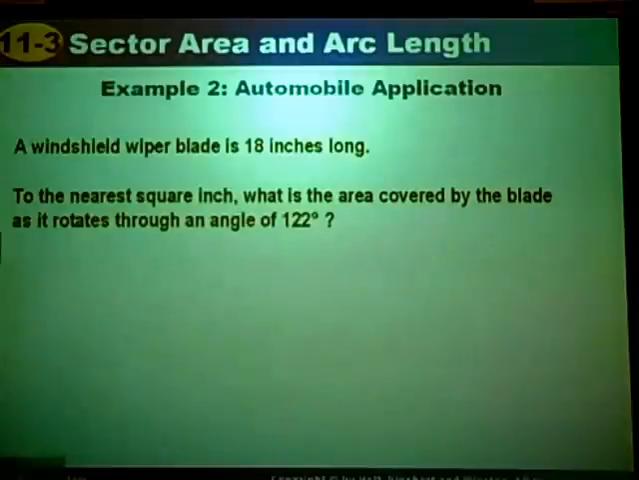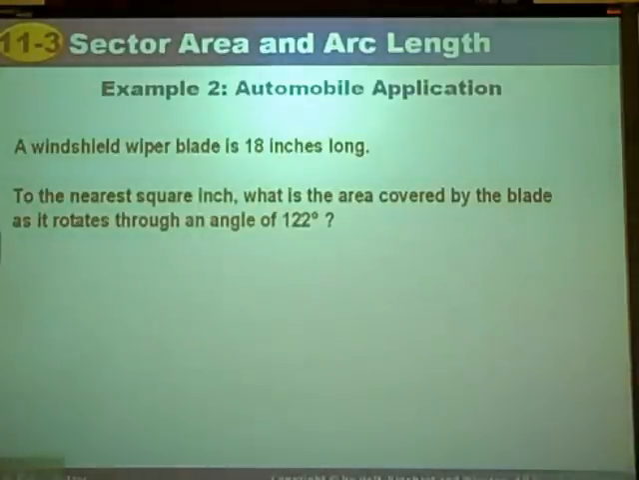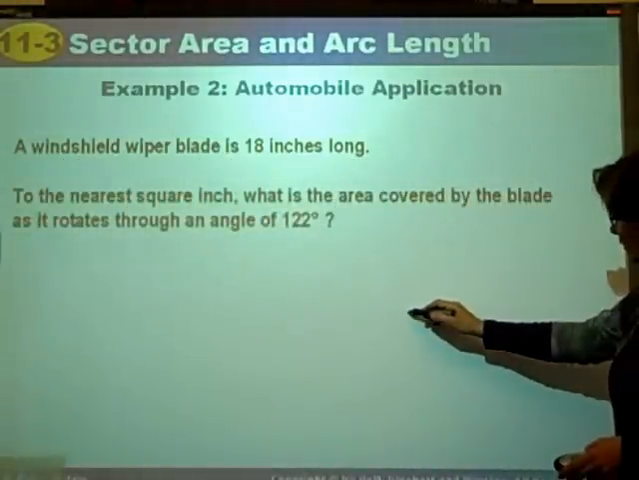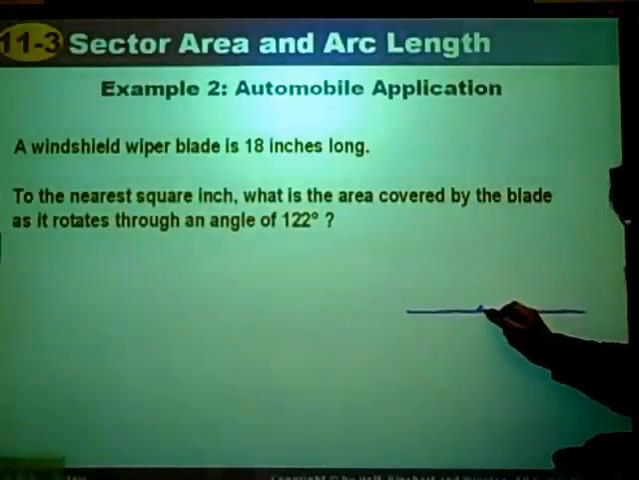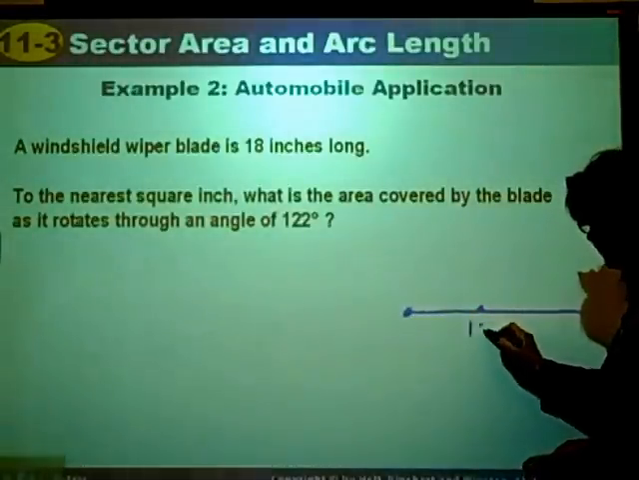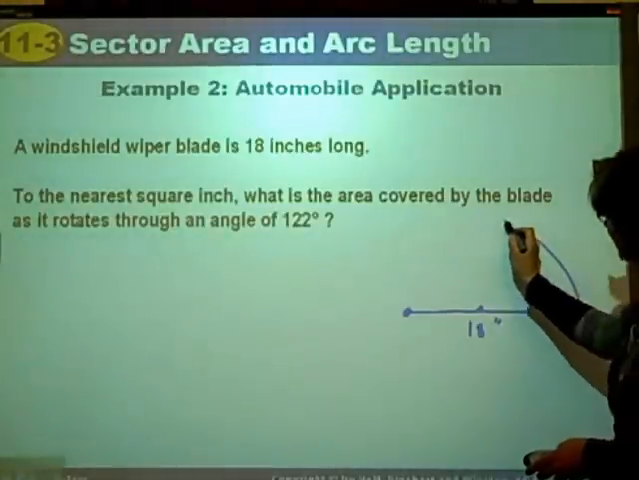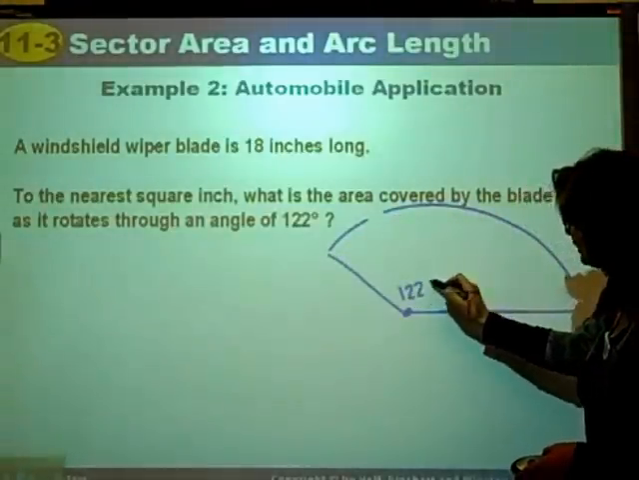Now let's look at a practical application. A windshield wiper blade is 18 inches long. To the nearest square inch, what is the area covered by the blade as it rotates through an angle of 122 degrees? If you need a visual on this, think about your car windshield. And here's my wiper. My wiper is 18 inches long, and it's going to go through an angle of 122 degrees.